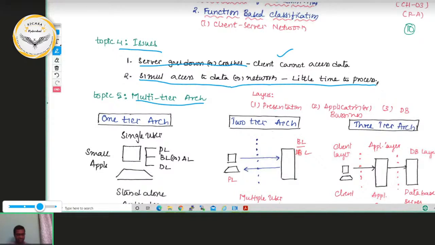That is the reason, if your results are announced, at that particular point, if you try to access the server, it says loading. Why? Because if multiple users are accessing the server at the same time, it takes a little time to process the data. So these are the 2 issues.